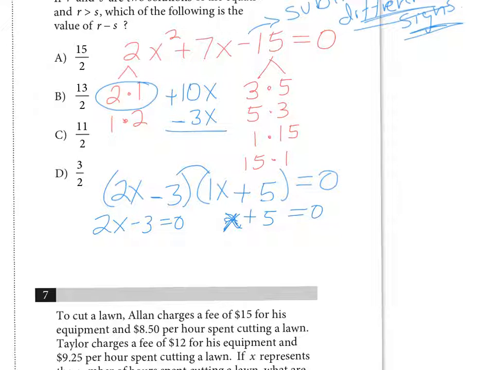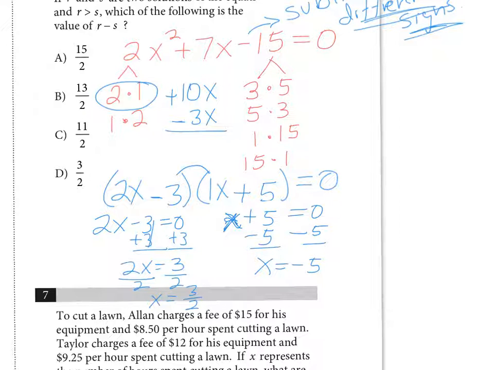Move the 3, so it's a plus 3. So 2x equals 3, and then divided by 2, so that would be 3 halves. So x equals 3 halves. What about the second one? Negative 5. So x is equal to negative 5.